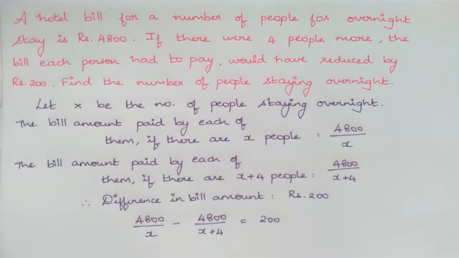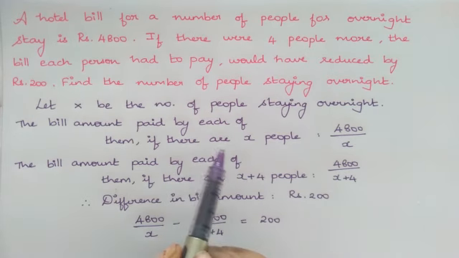Now few people will have a doubt. Why are we subtracting 4800 by x minus 4800 by x plus 4? Why are we not having 4800 by x plus 4 first? The logic is very simple. Understand the problem in our life situation.